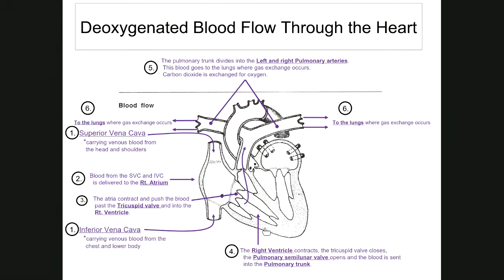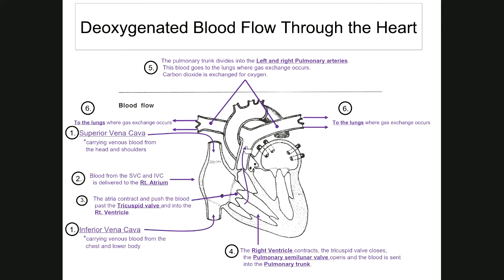So look at number 4, the blood's in the right ventricle. The right ventricle contracts, so this is going to contract. The tricuspid valve closes because all these valves in the heart are one-way valves. They only let blood go from the atria to the ventricles, not back. So that valve's going to slam shut. Another valve's going to open right up here, the pulmonary semilunar valve. Looks like two little cusps here, two little shelves. That's going to open, and blood is sent into the pulmonary trunk right here. This is the pulmonary trunk.